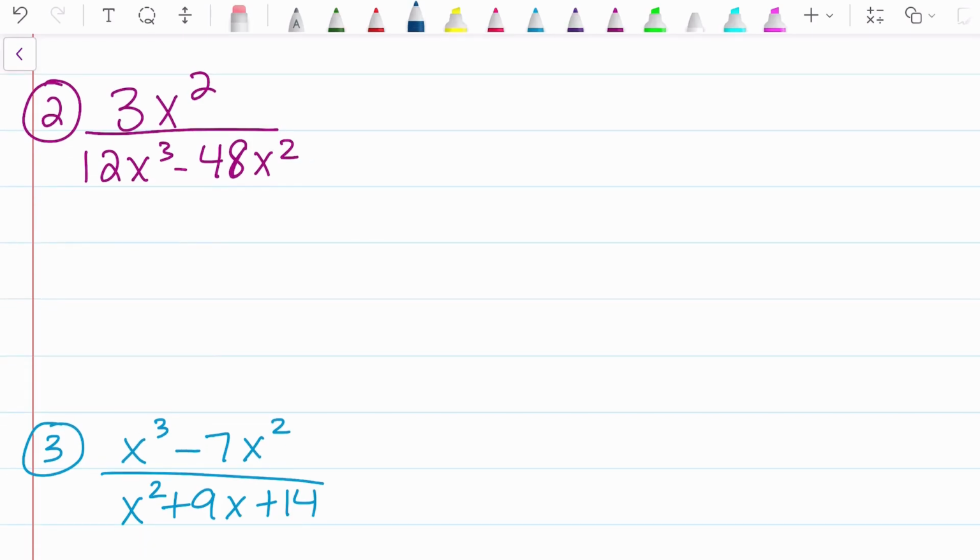The top cannot be factored. It's just 3x squared. It's just one term. Can't take anything out of it. The denominator, you can take out 12 from 12 and 48, so I'm going to take a 12 out. You can take x squared out of x to the third and out of x squared. So if I wanted to figure out what was left over, 12x squared times x is 12x to the third. 12x squared times negative 4 is negative 48x squared. So you're kind of like undistributing here, you're factoring.